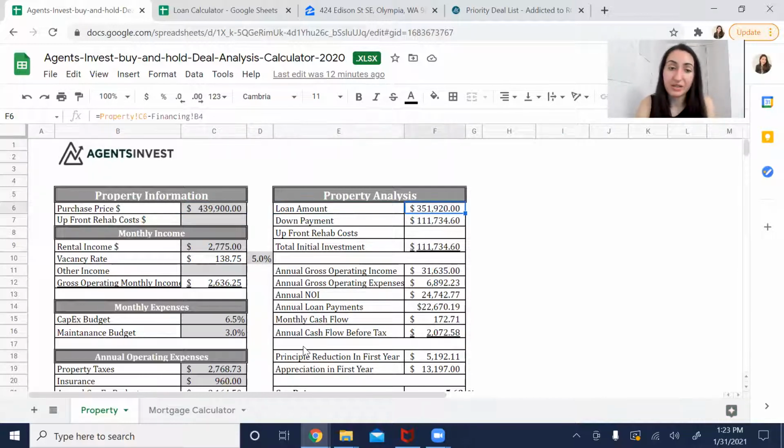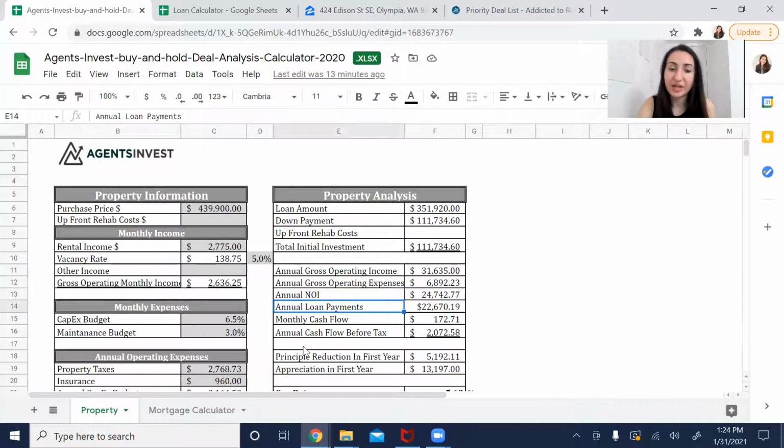So in this case, we are considering that it's an investment property. So it's going to be 20% down. And then you have the loan amount and the down payment and all the expenses. It already calculates it for you. So you can take a look here, and it gives you the monthly cash flow. So basically the monthly cash flow is when you have the gross operating income minus the gross operating expenses, then you have the net operating income.